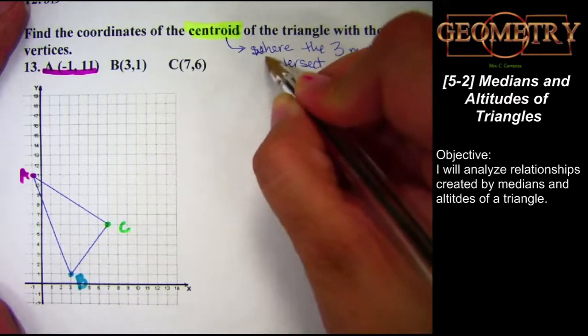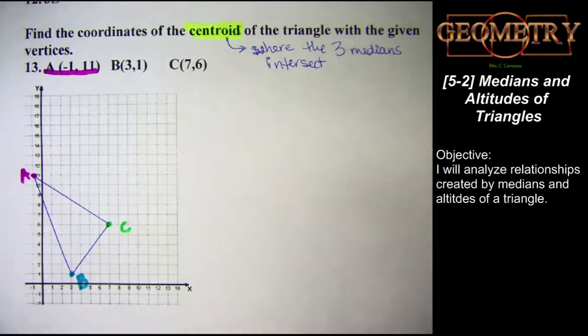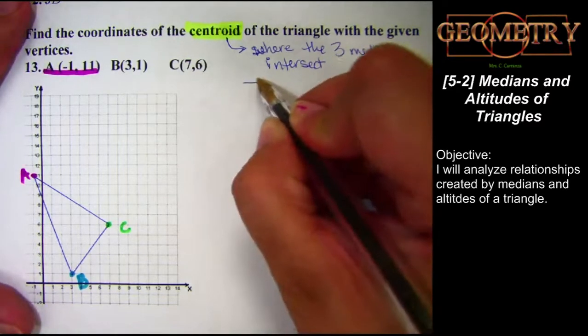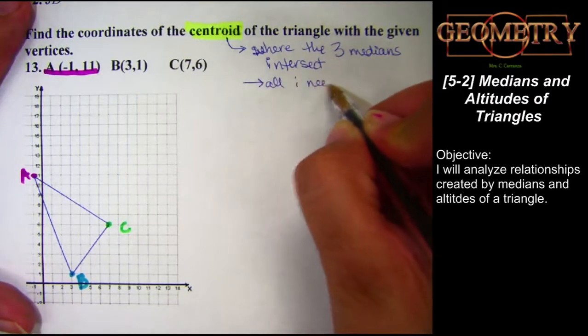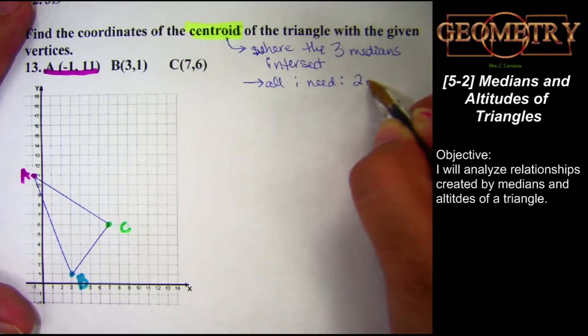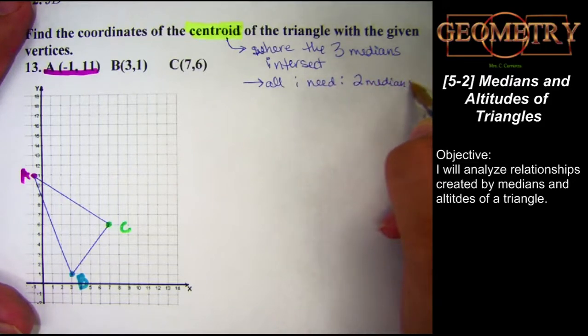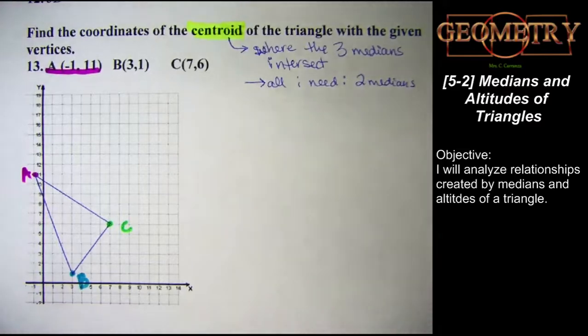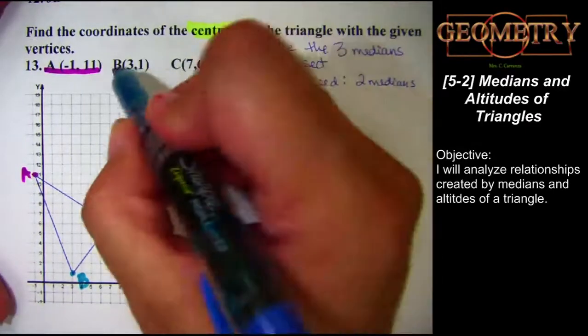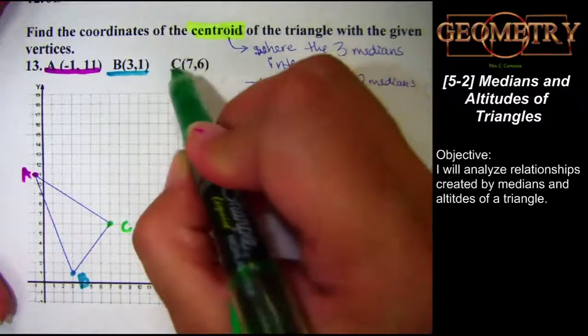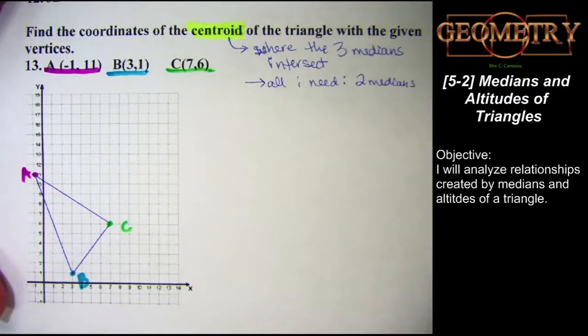Now, here's the thing. If I know where two of the medians intersect, I know the third one's going to run through that point too, don't I? So really, all I need are two medians. Because I'm all about doing the least amount of work possible, right? You with me on that? Yes. Heck yeah. All right, I want you to pick the median. Tell me what vertex you want me to start it at. What vertex do you want to do first?